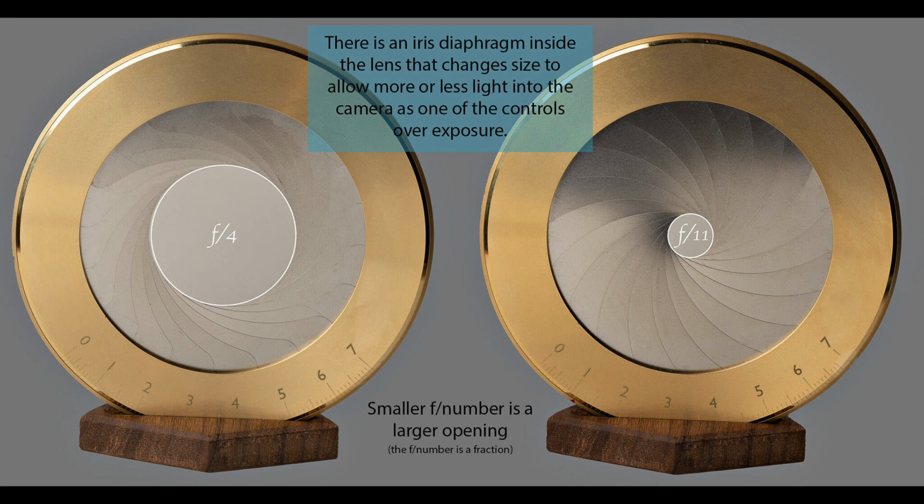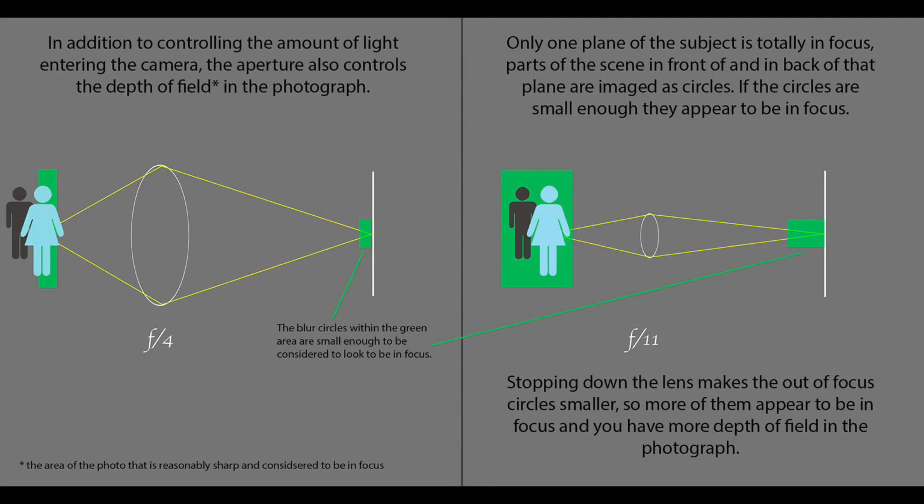F-stops vary the amount of light that passes through the lens by opening or closing down an aperture in the lens. Changing the size of the aperture changes the size of the circle of confusion. You can see this in the diagram, how the aperture size affects the circle of confusion.